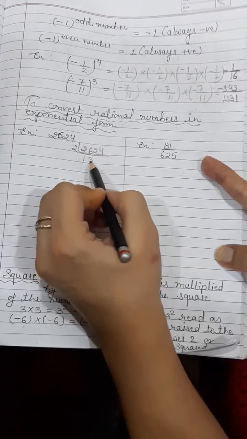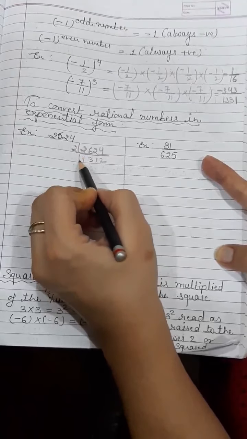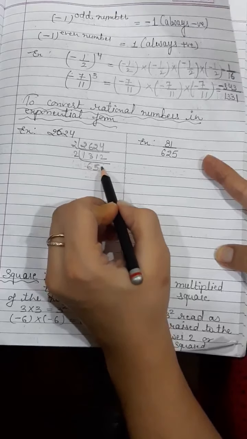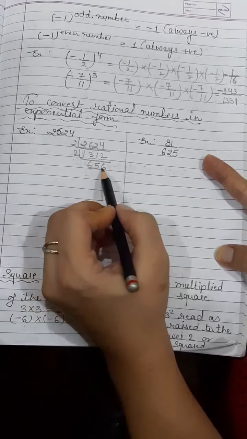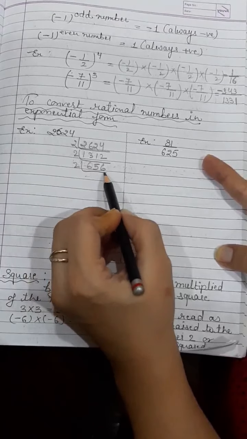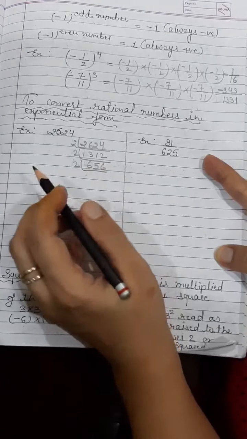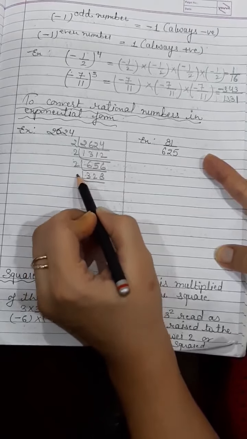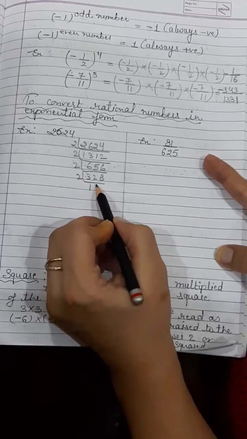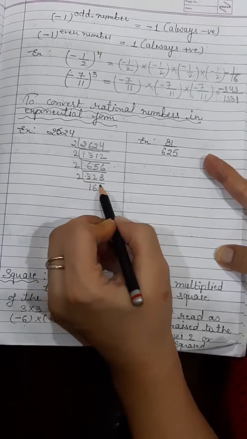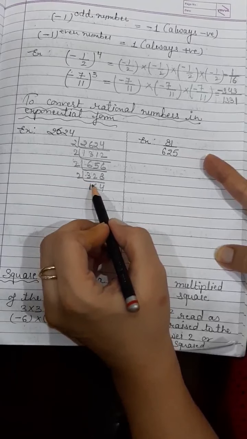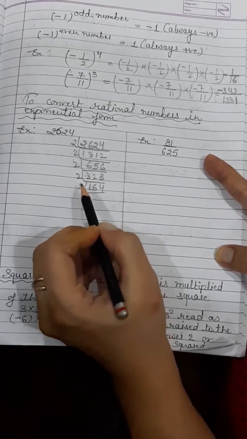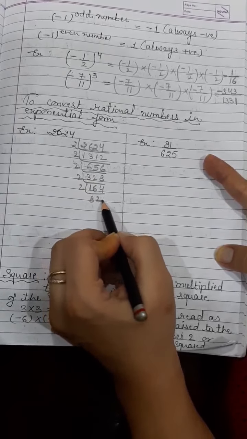Yeah, so the first number which divides 2624 is 2. 2 ones are 2, 2 3s are 6, 2 ones are 2, 2 2s are 4. Then again divided by 2, 2 6s are 12, 2 5s are 10, 2 6s are 12. Again you will divide it by 2 because the last digits are even. Clear? So 2 3s are 6, 2 2s are 4, 2 8s are 16. Then again 2, 2 ones are 2, 2 6s are 12, 2 4s are 8, right? Then divided by 2, 2 8s are 16, 2 2s are 4.